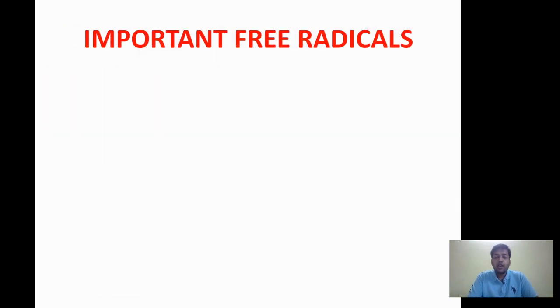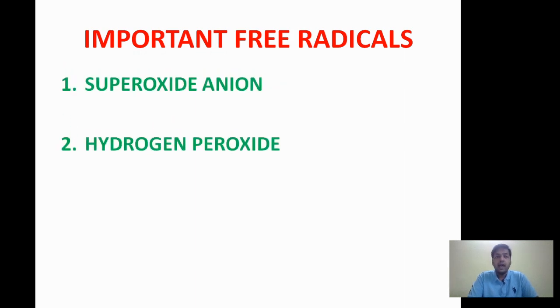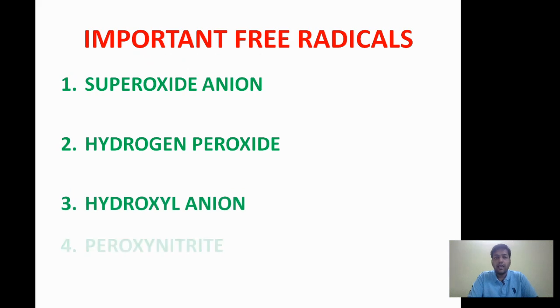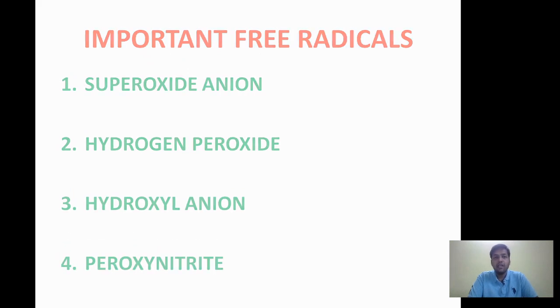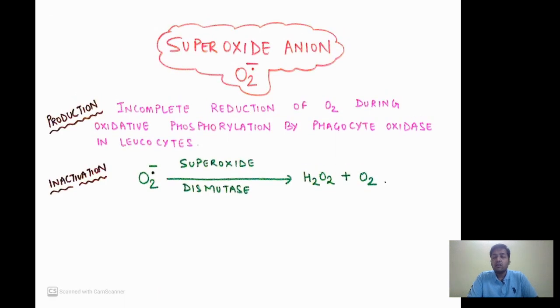Now which are the important free radicals? There are certain important free radicals that we are going to study. Number one, superoxide anion; hydrogen peroxide; hydroxyl anion; and peroxynitrite. Let us see them individually: how they are produced and what the mechanism of inactivation of those free radicals is. Number one is the superoxide anion. What is the mode of production of this anion?